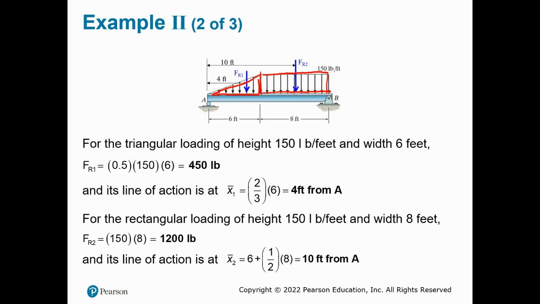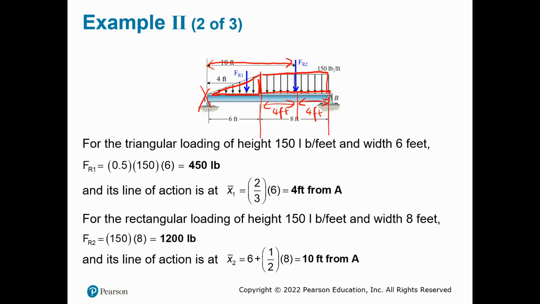This FR2 resultant force in the middle is in the middle of that 8 feet, meaning it's 4 feet from point B and it's 4 feet from here. So if you want to know how far FR2 is away from point A, don't forget to add that 4 feet to that 6 feet of where that triangle is. Yes, it's in the middle, but it's the middle of the rectangle. From point A, you have that 6 feet plus the 4 feet, which is 10 feet total.